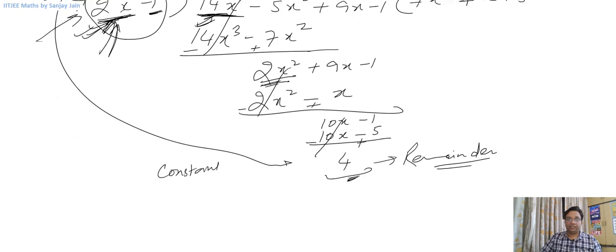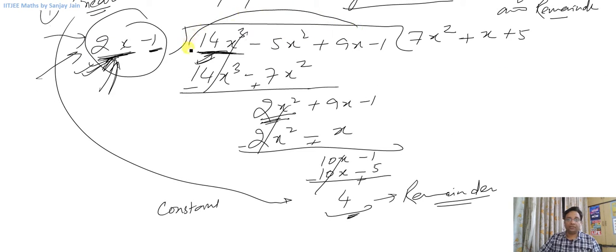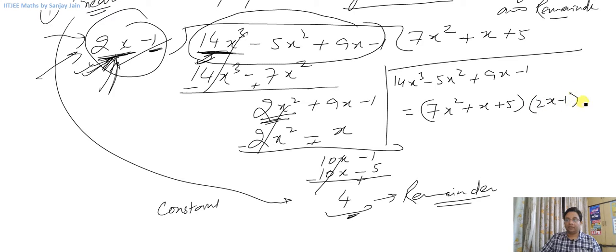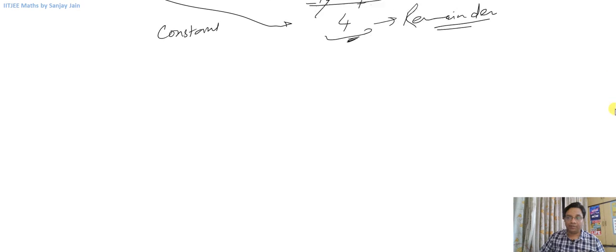Now what I can say about it is that this polynomial, 14x cubed minus 5x square plus 9x minus 1, can be written as 7x square plus x plus 5 into 2x minus 1 plus the remainder, that is 4. So this is the way we will write this polynomial. Okay, so this was Euclid's division algorithm for you. Now let me do 2-3 questions so that you understand this chapter in depth.